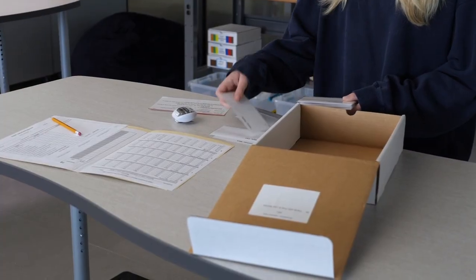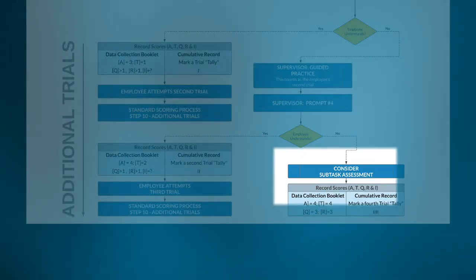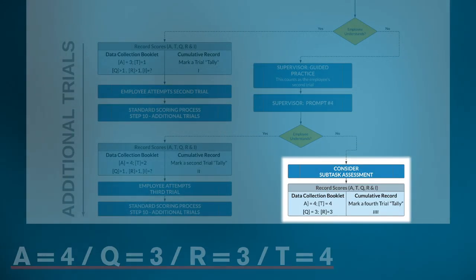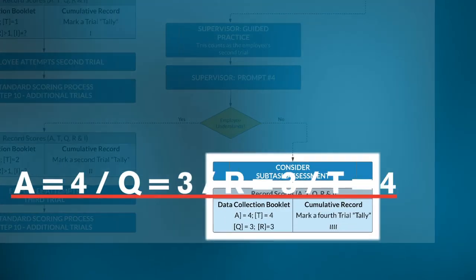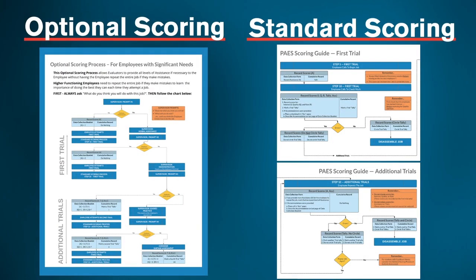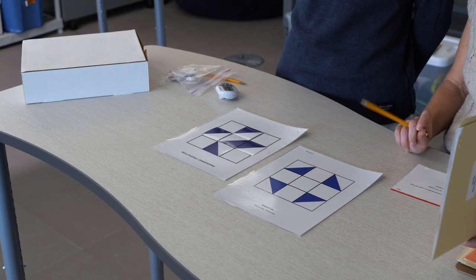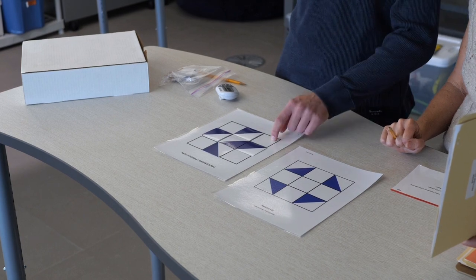Sometimes an employee will still struggle to perform a job after guided practice. If that's the case, consider doing a subtask assessment and change their scores to the following. The major difference between the optional scoring process and the standard scoring process is that in between each of these levels of assistance, you don't have to have the employee perform the whole job again from scratch. Only ask the employee to repeat the whole job if you believe they have a reasonable chance of performing it correctly.